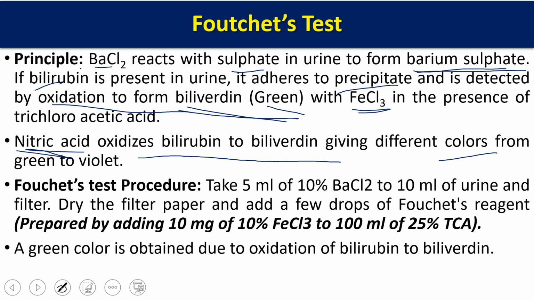The Fouchet test, how are we going to perform it? We take 5 ml of 10% BaCl2 and 10 ml of urine and mix them, and then if a precipitate forms, we use filter paper and it will be filtered out.